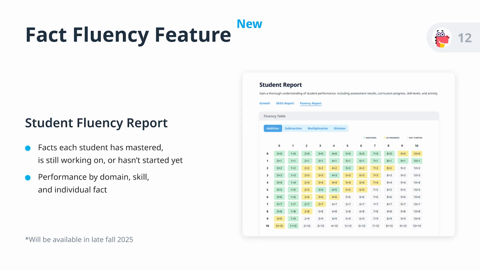Then there's the student fluency report. This gives you a full breakdown of the facts that each student has mastered, is still working on, or hasn't started yet, and also the performance by domain, skill, and individual fact. These reports make it easy to spot trends, adjust support, and follow fluency progress week by week, all without extra prep time.